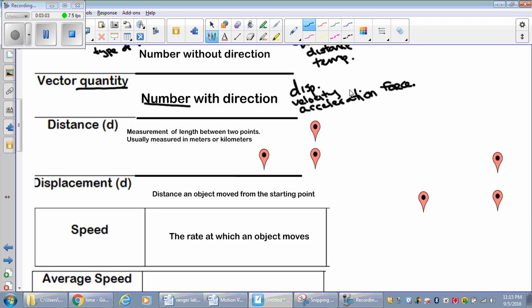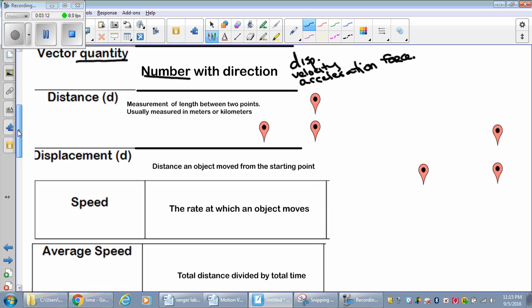Velocity is kind of like speed, but instead of 10 miles per hour, you have to say 10 miles per hour north or 10 miles per hour southeast. And they're usually going to be measured in meters per second in this class.